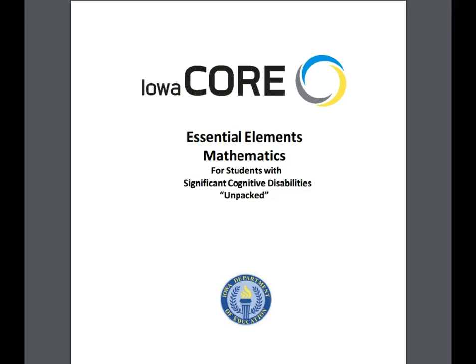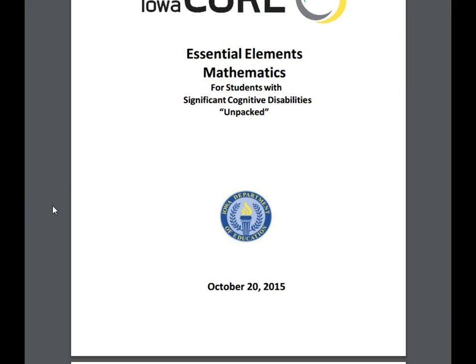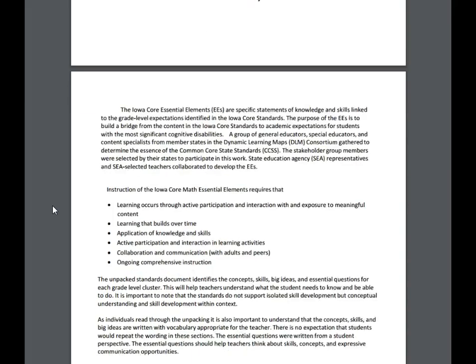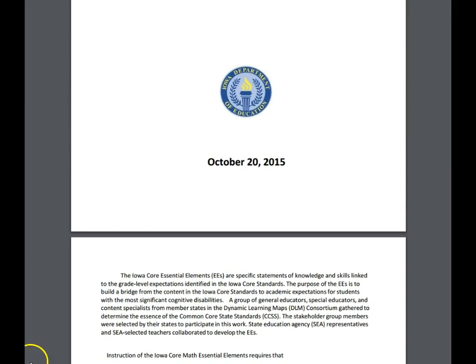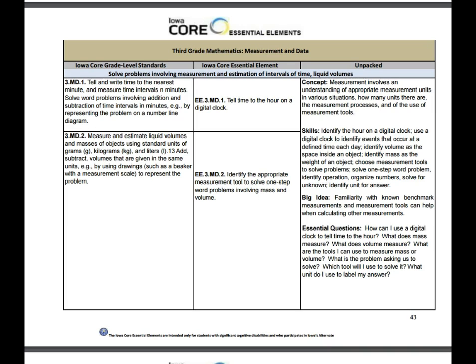I've jumped to the Iowa Core unpacked document for mathematics. You can see the cover of the document that's available online here, a little booklet kind of format. But let's jump to one specific essential element and take a look. Here is one third grade math area. Again, let's take a look at this and explain the structure of this document.